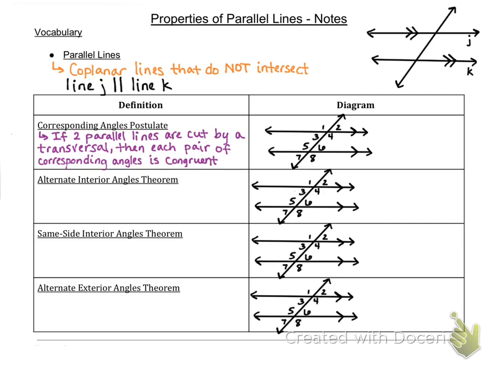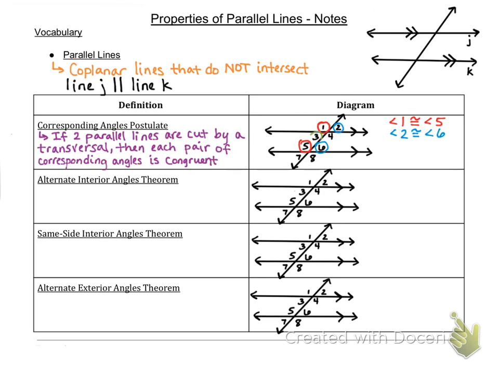So for example, angle 1 is corresponding with angle 5. So we would say angle 1 is congruent to angle 5. Another pair of corresponding angles, angle 2 and angle 6. So angle 2 is congruent to angle 6.